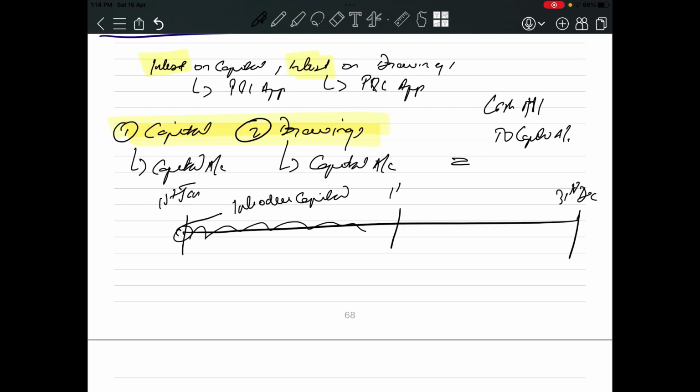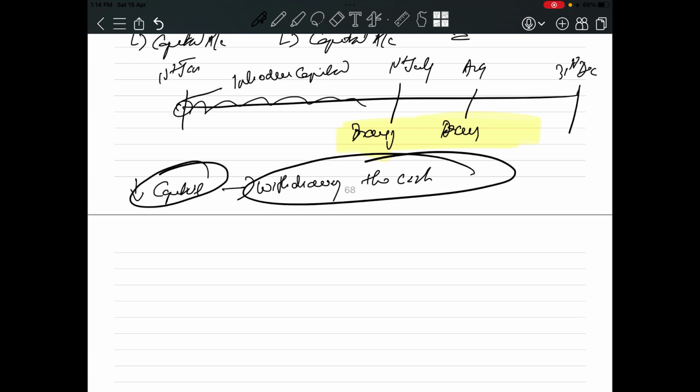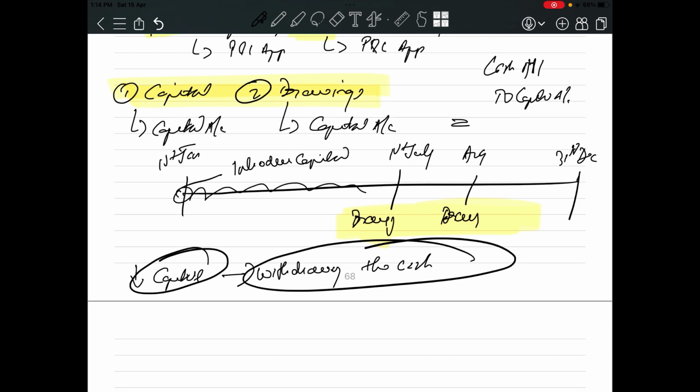Now at this point, on 1st July, say for example, you have made some drawings, and again in August you have made some drawings. So where will this drawing go, how will we treat these drawings? What is the meaning of drawing? You have introduced capital into the business, and now out of this capital you are withdrawing the cash. So the direct effect of these drawings will go to the partner's capital account.